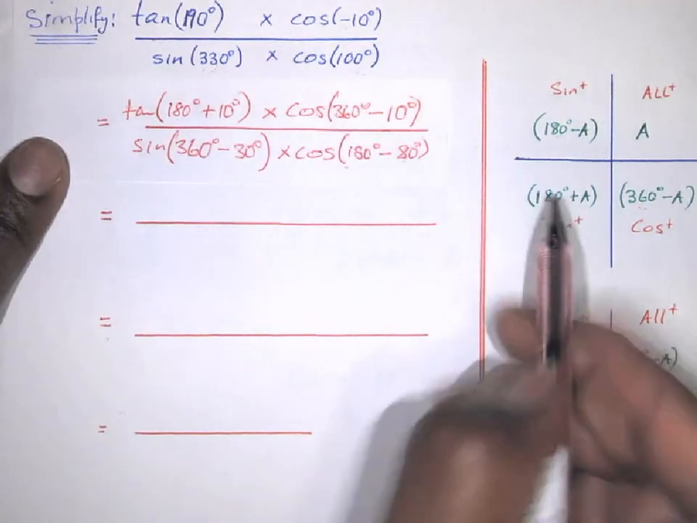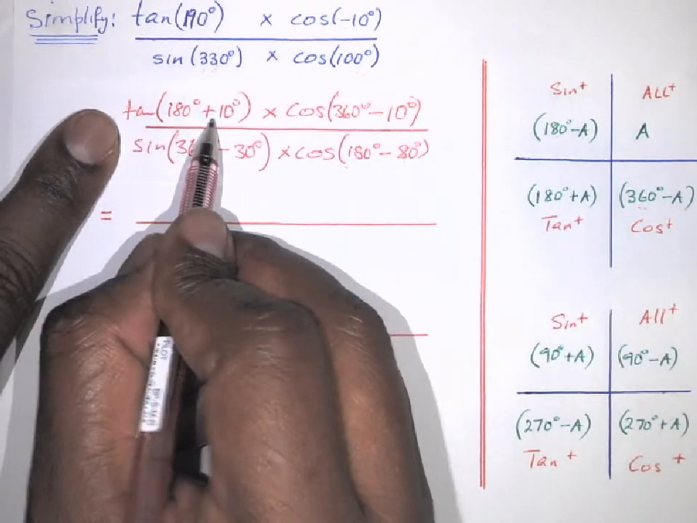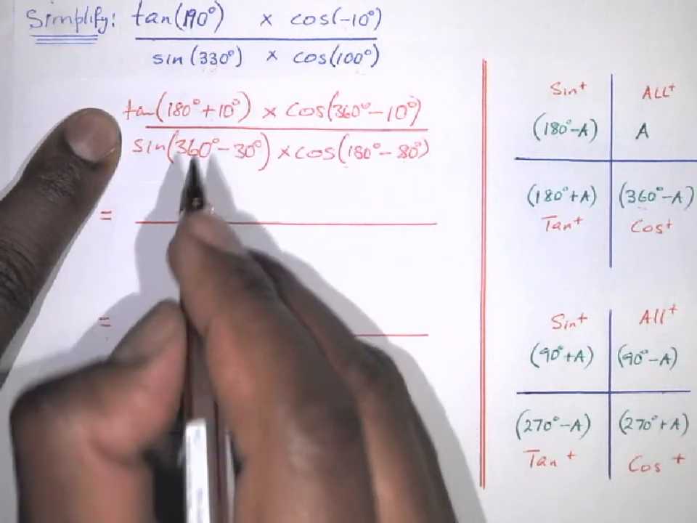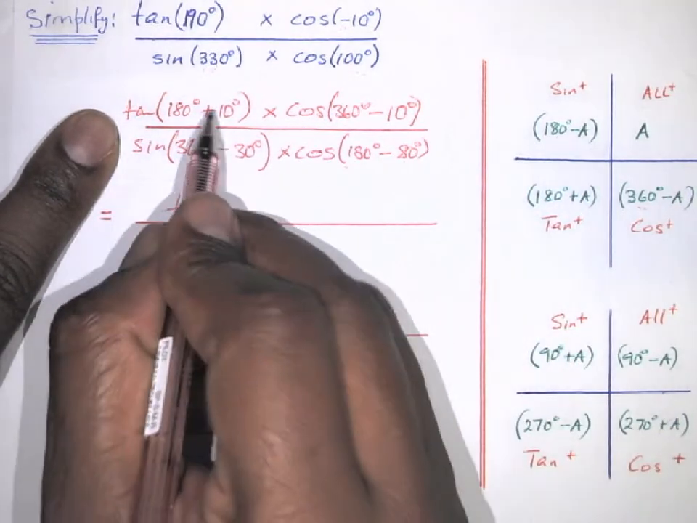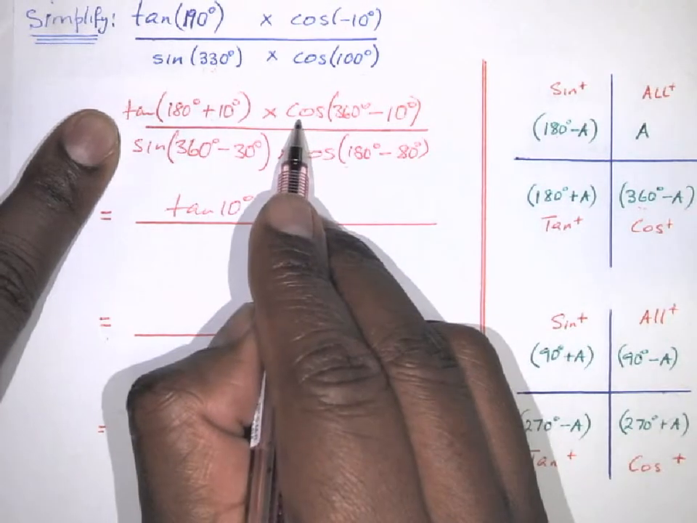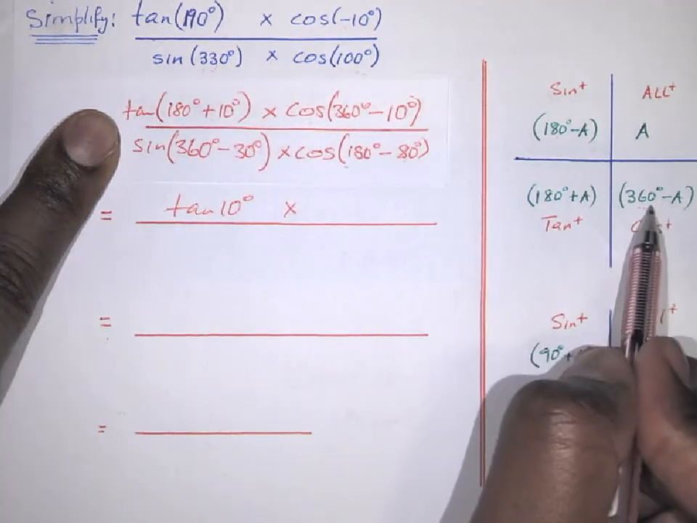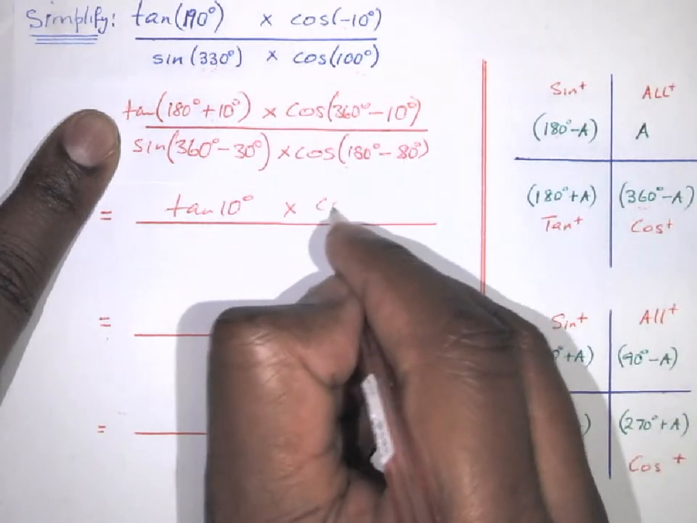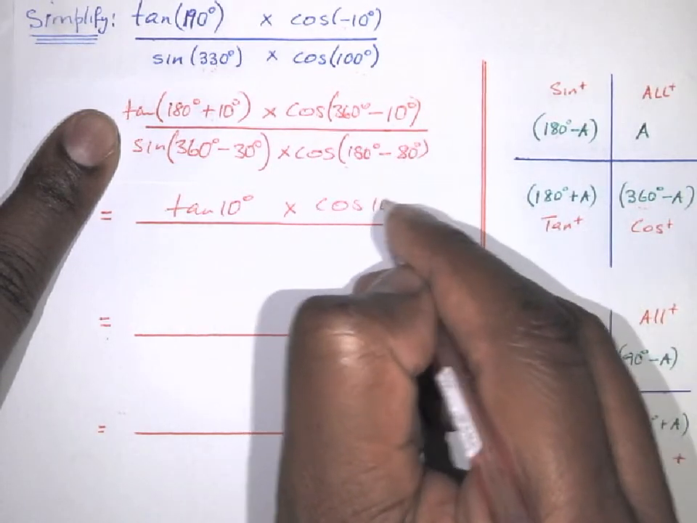Now this looks like that, so therefore now which quadrant is this? That quadrant. How is tan in that quadrant? It is positive, so my answer is positive, tan of 10 degrees multiplied by this one here. Which quadrant is this one? So how is cos in that quadrant? It is positive. So my answer is cos of an acute angle, which is 10 degrees.